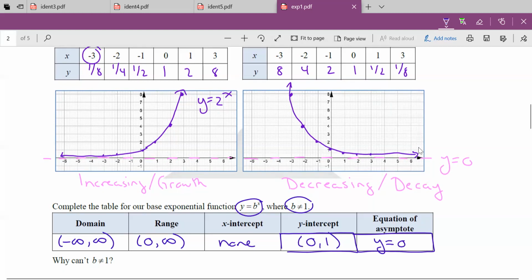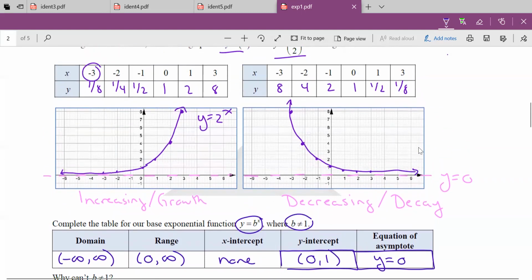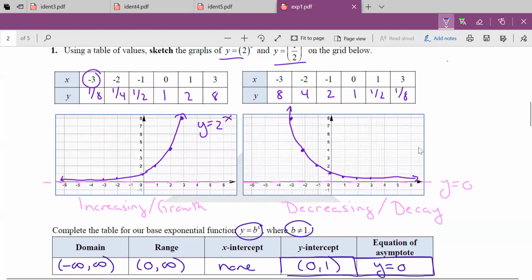Okay, why can't b equal 1? Well, if we let this base be 1, 1 to the exponent of anything is 1. We wouldn't have an exponential. We would have a horizontal line. So what values can b be? The values for b that we're going to have, if we're increasing, our base is going to be bigger than 1. And if we're decreasing, our base will be smaller than 1, but bigger than 0.